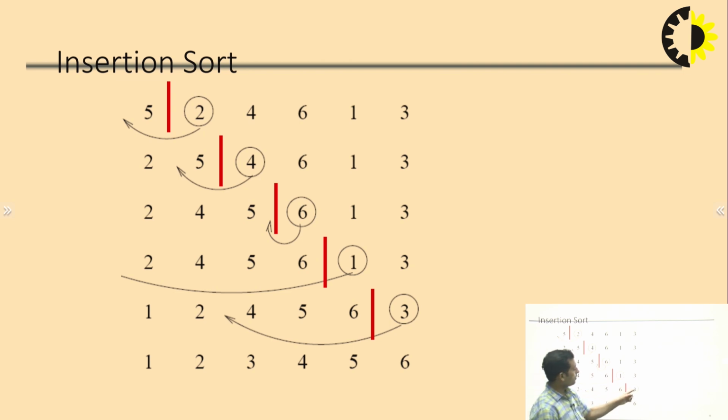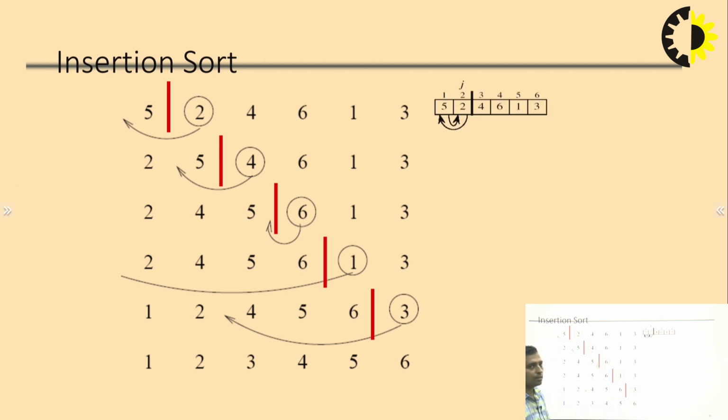Now pick the 3 and compare it with 6, then 5, then 4, then 2. 3 is greater than 2 and less than 4, so place this 3 here. Now no card is left. So this is our sorted sequence. According to this sorting, this is insertion sort.